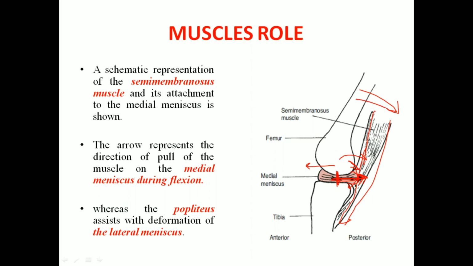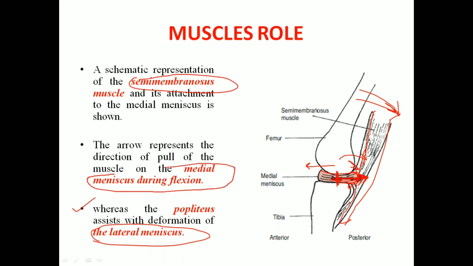As we know, roll is in the posterior direction. So the meniscus is also supposed to travel in the posterior direction to be just below the femoral condyle to reduce the friction. Okay, and there is one more muscle, the popliteus, which assists the lateral meniscus. Here the semimembranosus muscle is assisting the medial meniscus during flexion.